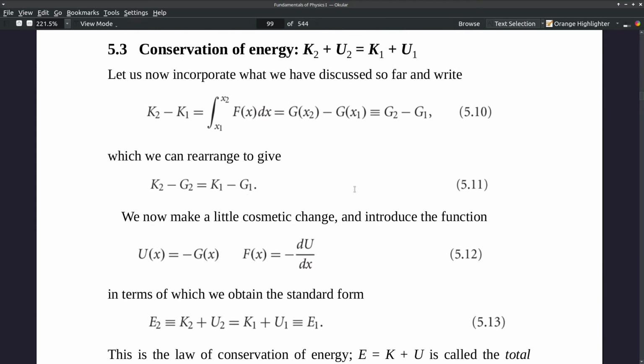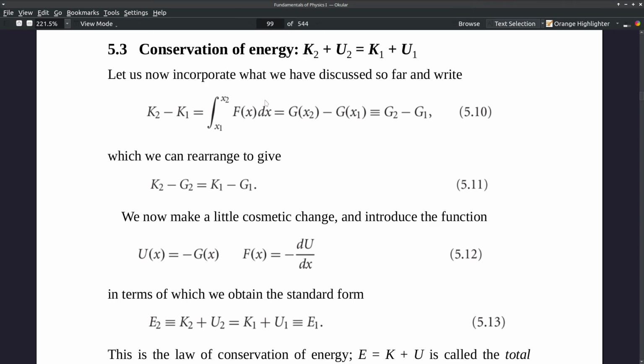My goodness. Conservation 5.3, conservation of energy. K2 plus U2 equals K1 plus U1. Bunch of math stuff. You want me to help you with these equations, bro? Yeah. Okay, Piezo's going to read the equations. Yeah, there you go. That's better.